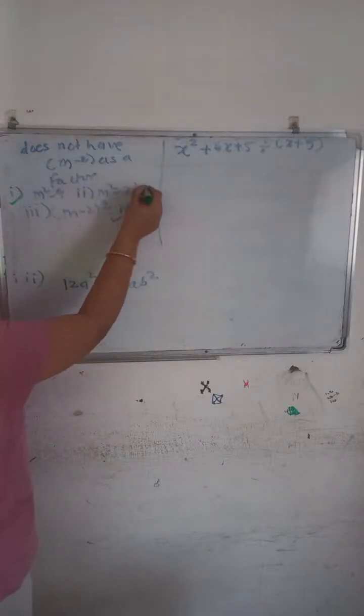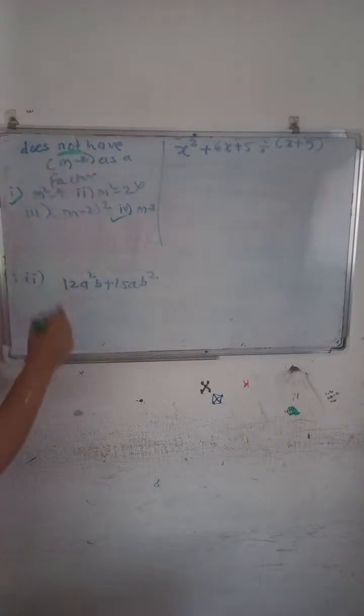So the answer: this is not a factor, they are asking for the one that is not. All other options are what? Factors. So only the second option is not a factor.